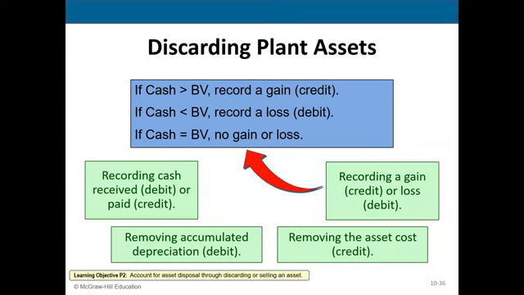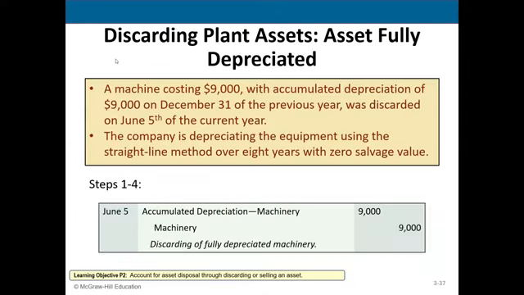If the cash is greater than its book value, we record the gain. If it's less than its book value, it's a loss. If the cash is the same as the book value, there's no gain or loss. I'm going to show you what it looks like through some journal entries and examples.